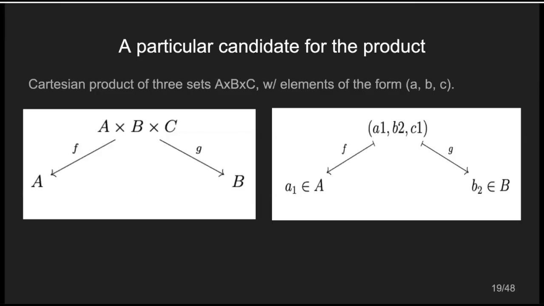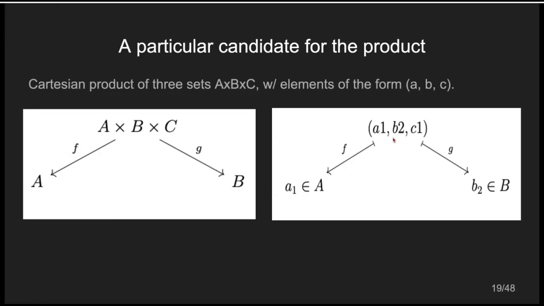So let's look at a specific candidate for the product, a product of three sets, A times B times C, which is going to have elements of the form A, comma, B, comma, C. So this is an ordered triple now instead of an ordered pair, where A comes from A, B comes from B, and C comes from C now. We have these functions, let's just call them F and G, to A and B, just like before. And it's going to do what we expect.